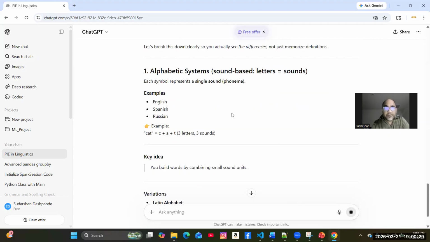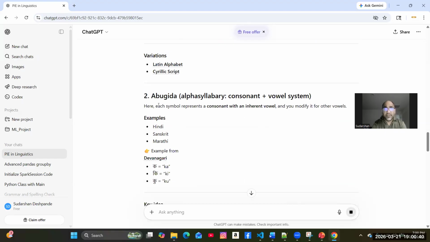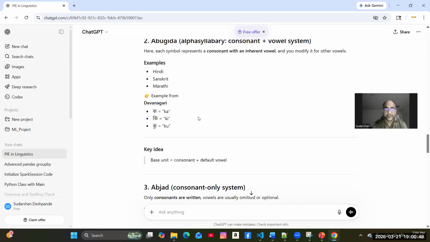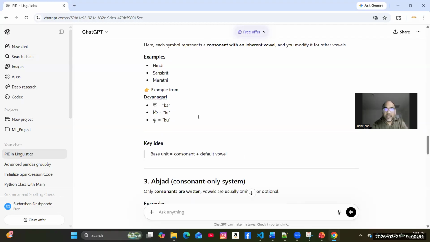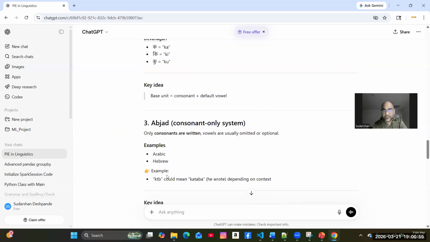Okay, so there is something called alphabetic. So these are the ones. Then the alphabets are from Latin and Cyrillic, and there's something called Abugida or alpha syllabary. So they are the consonant and vowel based systems. So these are the ones that come into it. Then Abjad, those are consonant only systems. So these are the ones.